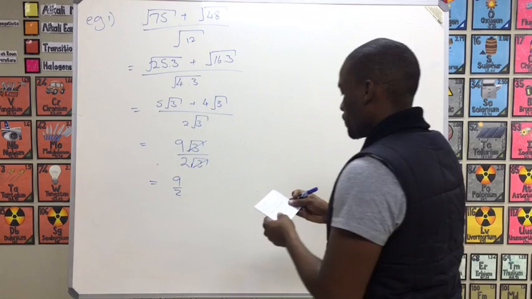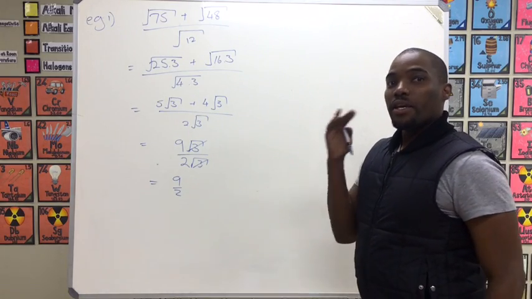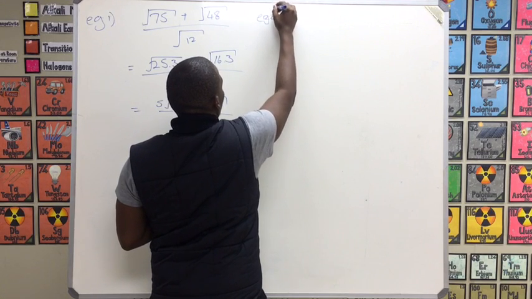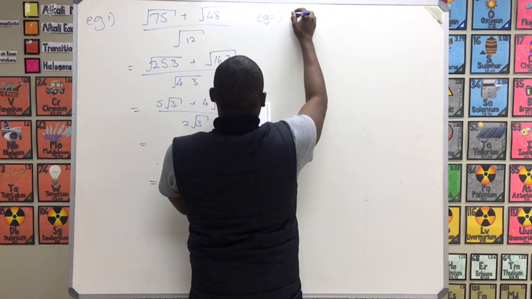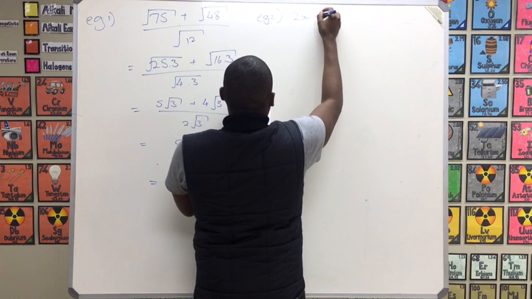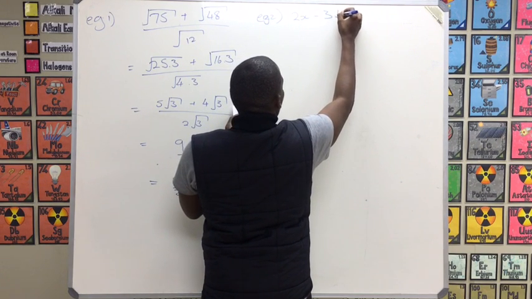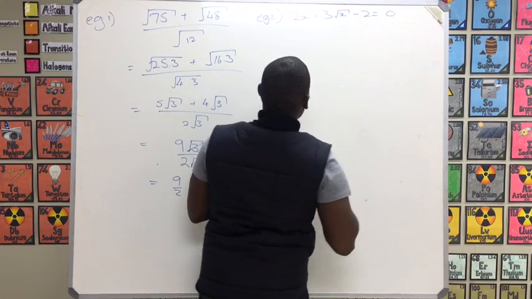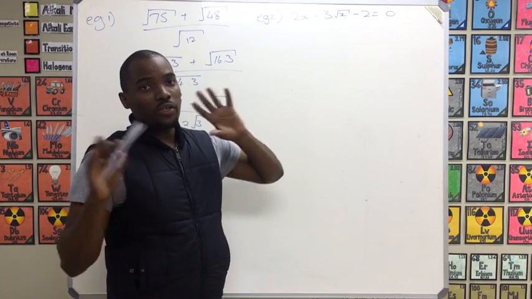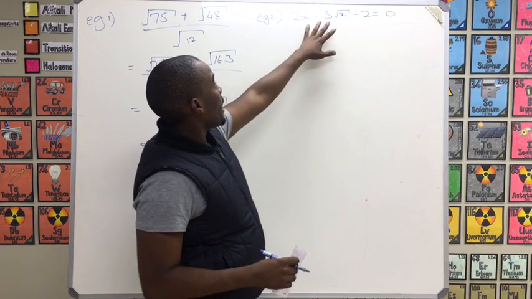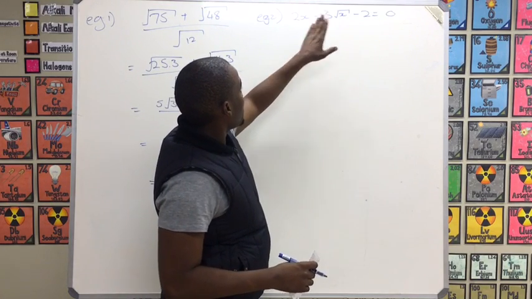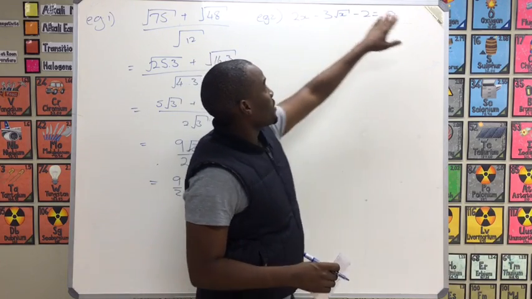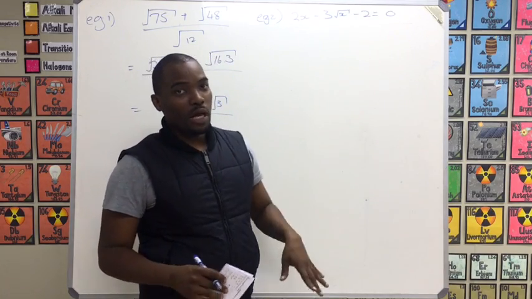Let's try another one. The next one now is a surd equation. So example 2 would go like this. 2x minus 3 root x minus 2 equals 0. Now with surd equations, there's two ways of going about them. We can either keep the surd on one side, take the number and the variable to the other side, square both sides and then work our way down.